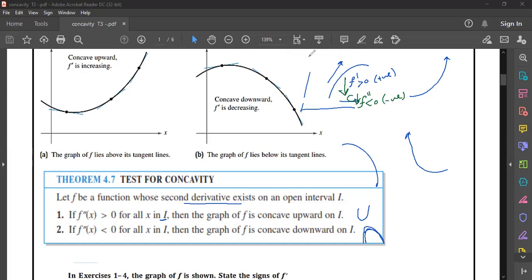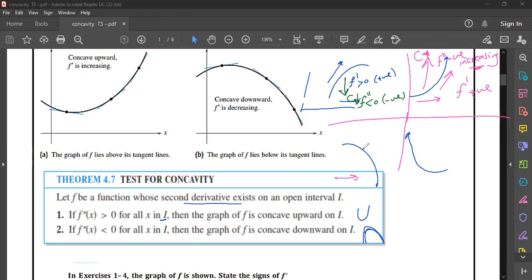For the next curve, look here. As x goes to the right, y goes up, it means the function is increasing. If the function is increasing, the first derivative is positive. This curve is concave upward or downward? Upward, so the second derivative is negative.